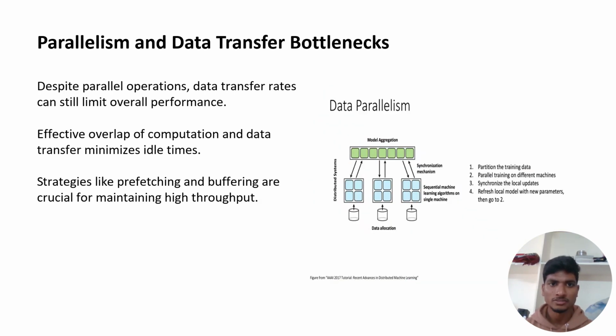Parallelism and data transfer bottlenecks. Despite parallel operations, data transfer rates can still limit overall performance. Effective overlap of computation and data transfer minimizes idle times. Strategies like prefetching and buffering are crucial for maintaining high throughput in data parallelism.